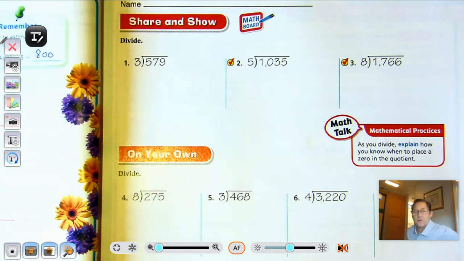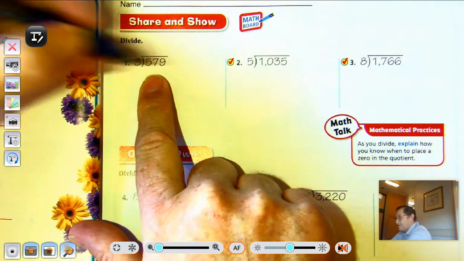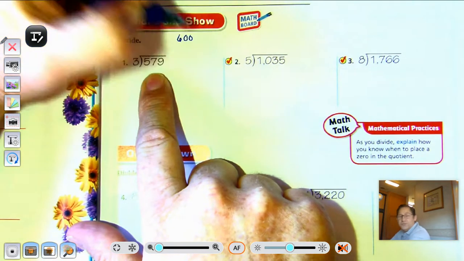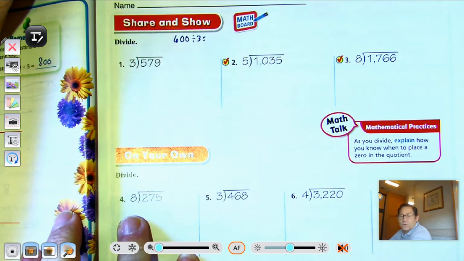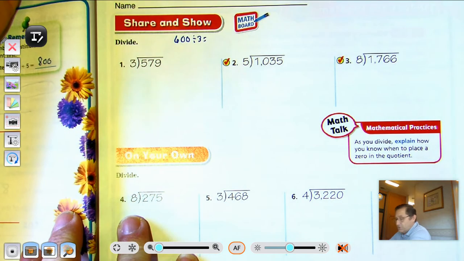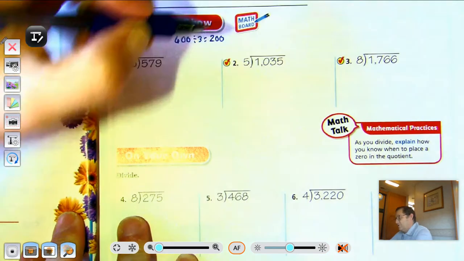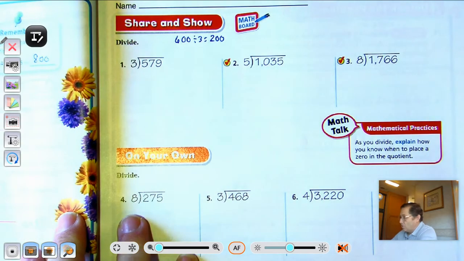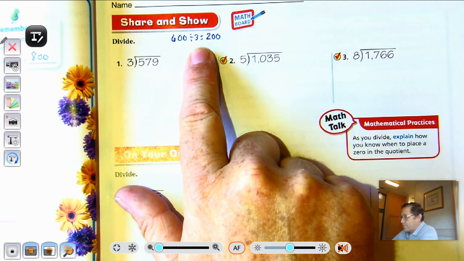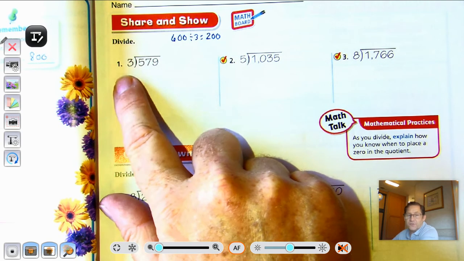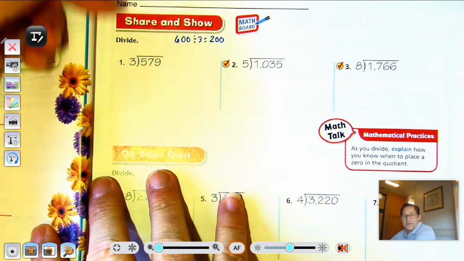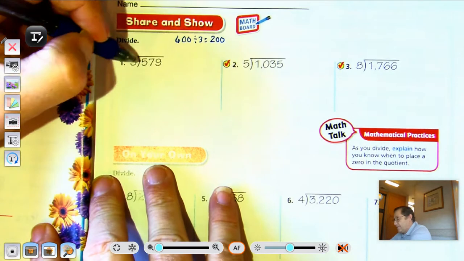Number 1. All right, so let's estimate first. 579, that's close to 600, right? So 600 divided by 3. Well, 3 times what is 6? 2. So 200. So when we look at that, can we share 500s equally among 3 groups? Sure. So our first number has to be in the hundreds in the quotient.